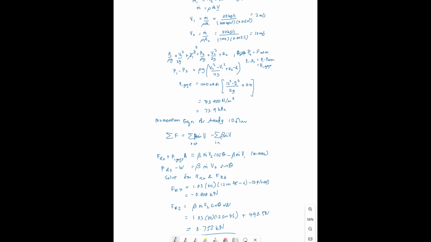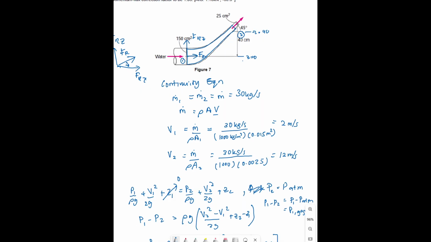If we go back to the elbow, the anchoring force is located something like this, at the inlet. So, because the angle is negative, right? Okay.